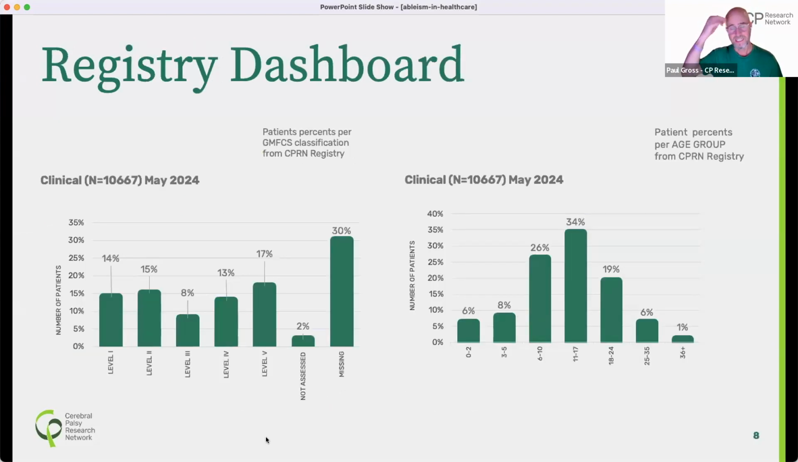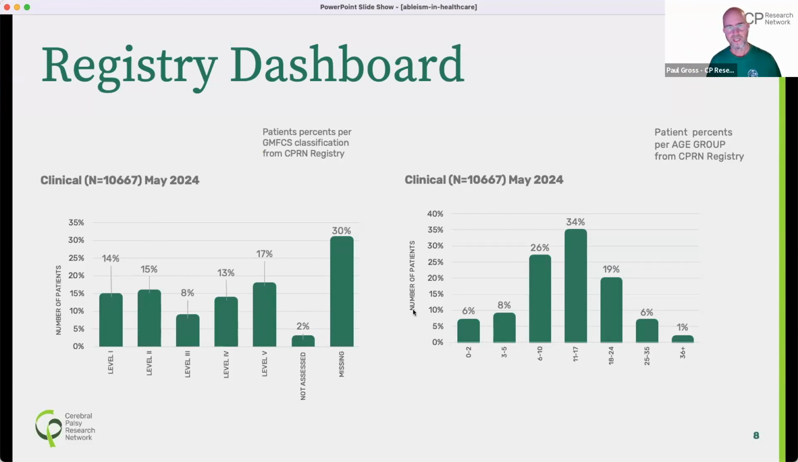So I want to give you a little bit of an idea about what's in a registry. So I'm going to give you 2 data points from our clinical registry for starters. One is gross motor function classification system. This is a 5-level scale of how people move around through the community. 1 through 3 are ambulators, 4 and 5 are wheelchair users. 3s use a level of assistance. And you can see the distribution of our thousands of patients in the registry. This is back from when we had about 10,000 in the registry.